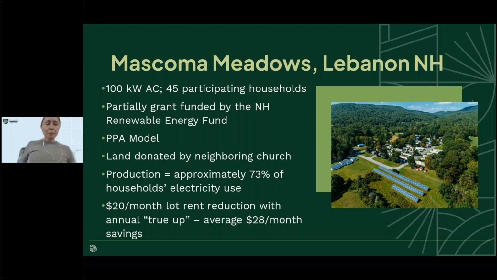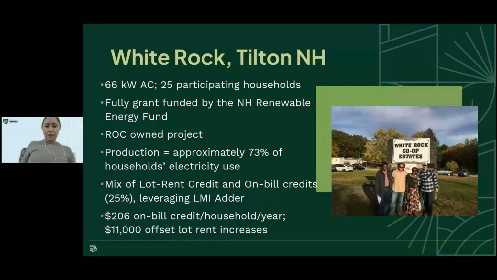So the way we structured this is that the net metering credits are being distributed to the households as a $20 a month lot rent reduction with an annual true-up. And when we've done that annual true-up, it's actually worked out to about $28 a month in savings for each of the participating households. So the second project that we completed was White Rock in Tilton, New Hampshire.